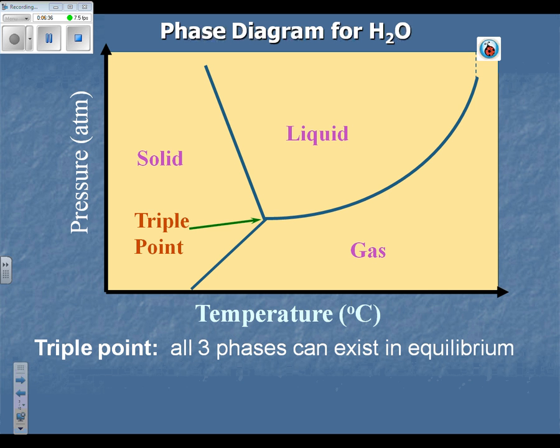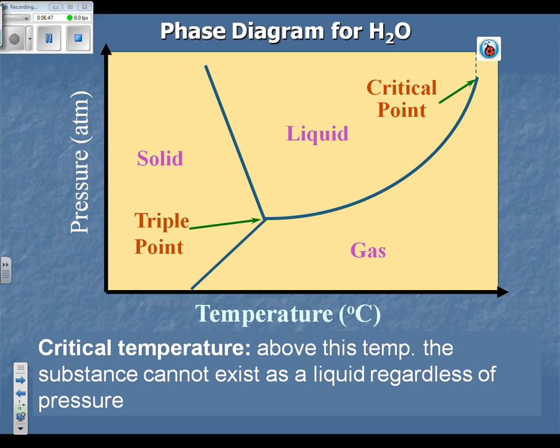The other important point on a phase diagram is the critical point. The critical point is a pressure and a temperature. What's more important, though, is the critical temperature. Above this temperature, the substance cannot exist as a liquid, no matter how much pressure you put on it. It basically has too much kinetic energy to ever succumb to its intermolecular forces.